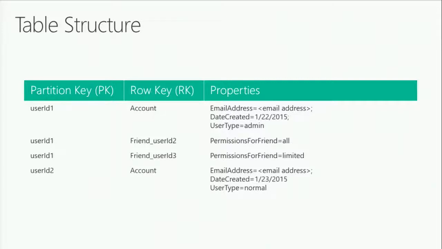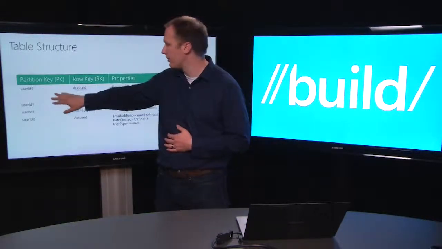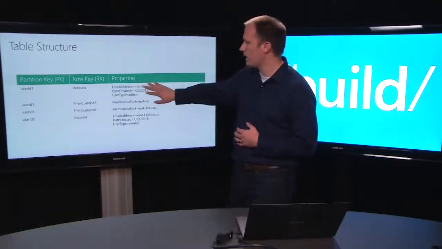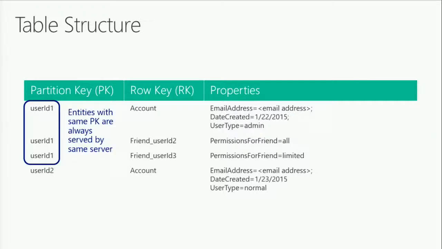Next we have row keys. That's going to be specifically identifying an entity within a partition. And then finally, with each entity, we have a set of properties. Again, table storage is schemaless. You can have any set of properties associated with each entity. They don't have to follow all the same schema.